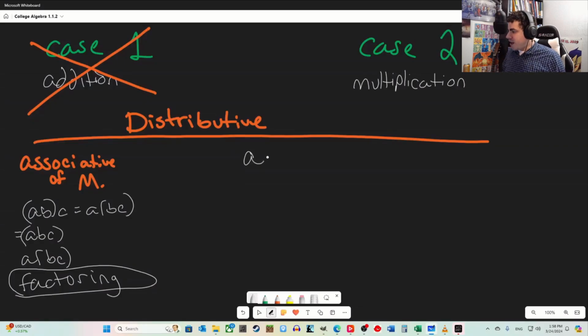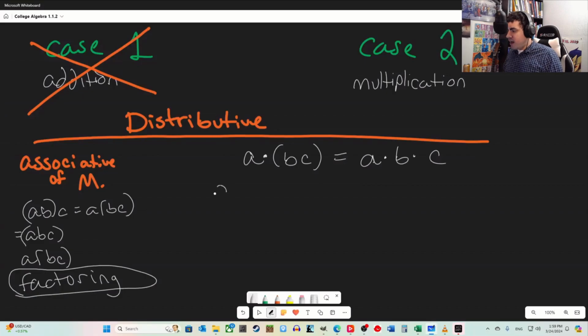If we have A times B, let's do BC, just to keep in line with what we did with associative. That equals A times B times C. Now, distributive property covers another part of understanding. What if there are two terms inside the parentheses?